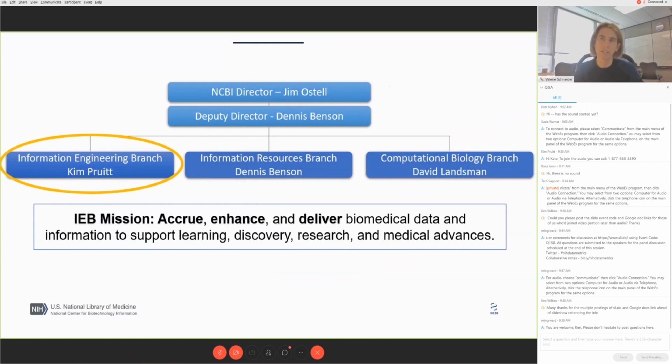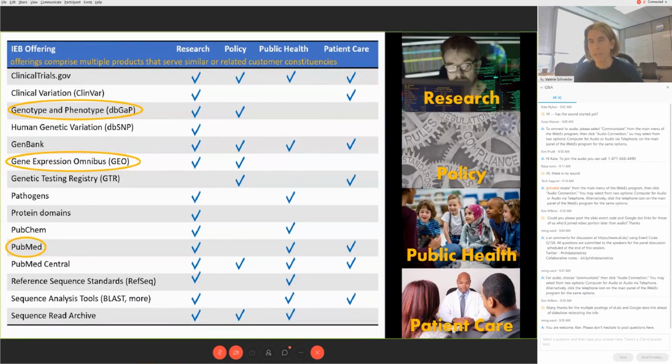We're organized into 3 branches, as shown here, and today I'm going to be talking about the repositories of the Information Engineering branch, which is led by Kim Pruitt, who you'll be hearing from at the end of the workshop today. Next slide. The Information Engineering branch has 15 different offerings, which are groupings of products that have related goals or features. And these products or offerings have impacts on research, policy, public health, and patient care. And today I'm going to be highlighting 3 of these, PubMed, GEO, and dbGaP, which house very different types of data that range from literature all the way to phenotype. So next slide.